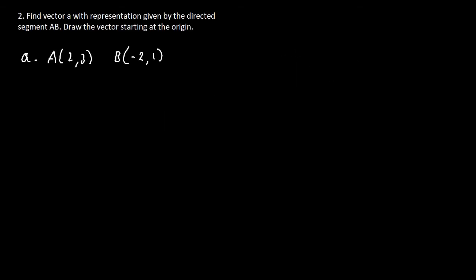So let's say for number 2, find vector A with representation given by the directed segment AB, and then draw the vector starting at the origin. So for letter A, we have the point A, which is at (2, 3), and point B, which is at (-2, 1). So let's go ahead and start by graphing the points and then drawing out the line segment. So at (2, 3), this is going to be point A, and then point B is going to be at (-2, 1). So that will be point B. So this is the line segment we're given.